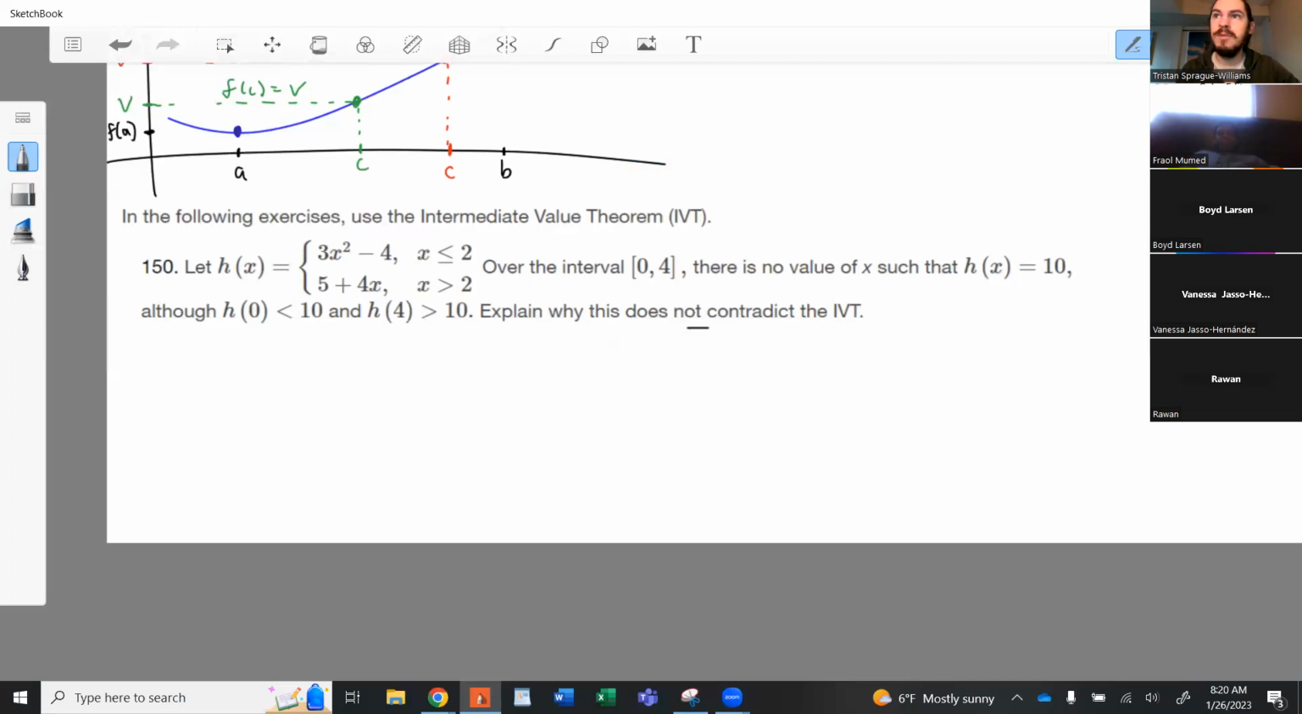Okay. So what this is saying is, hey, you've got h of 0. What is h of 0? Let's just double check.